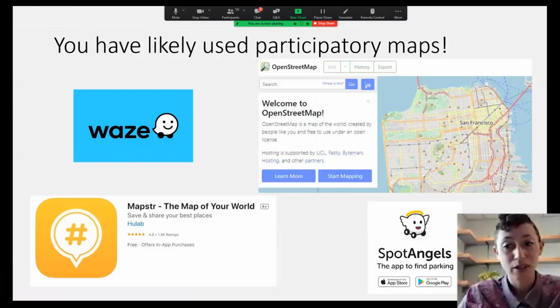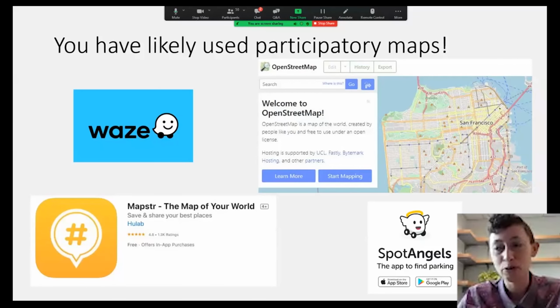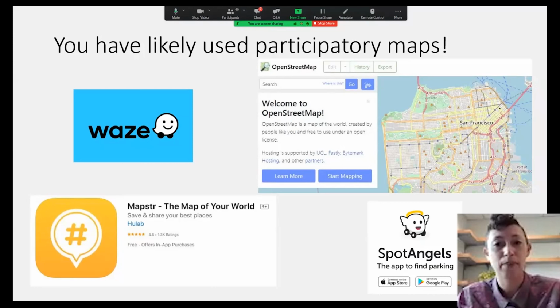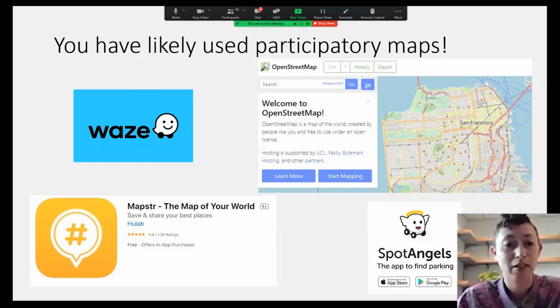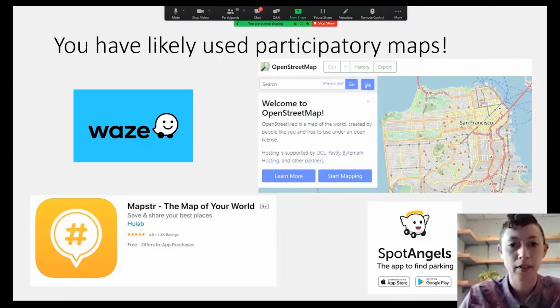So also, you have all likely used participatory maps yourselves. If you've used Waze or OpenStreetMap or some of these other popular apps, you're actually using participatory maps. Now, all of these apps allow community members to note various relevant aspects that are happening around them. So Waze, for example, lets people upload when there is a traffic accident or construction, and the app updates the traffic patterns and predictions in real time for you to use while you're driving, etc.